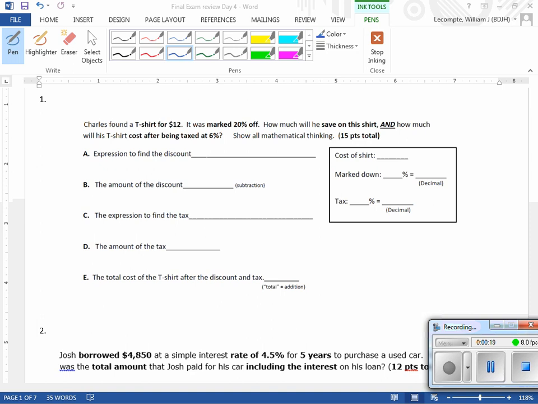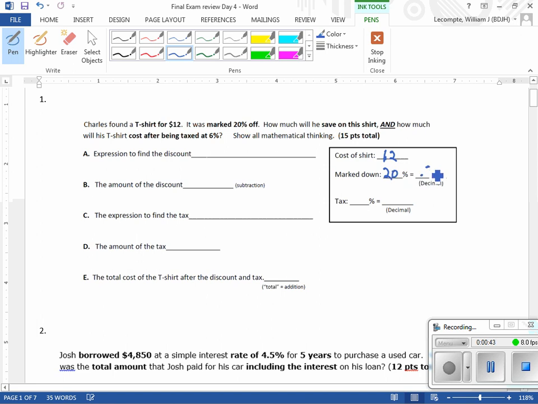So Charles found a t-shirt for $12. It was marked 20% off. How much will he save on this shirt, and how much will his t-shirt cost after being taxed at 6%? Alright, so all mathematical thinking. So we got the cost of the shirt. That's $12. And it was marked down a certain percent. So it was marked down 20%.